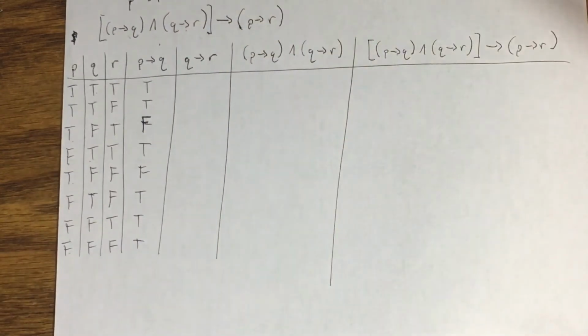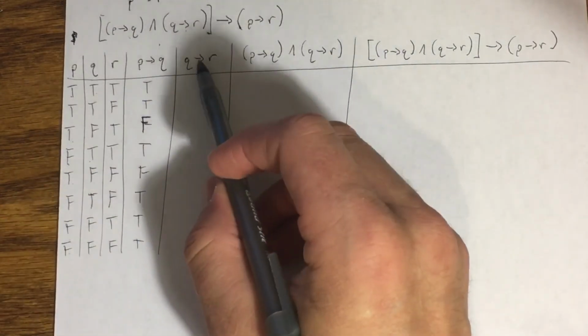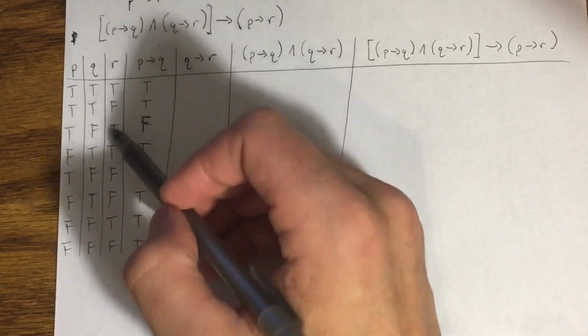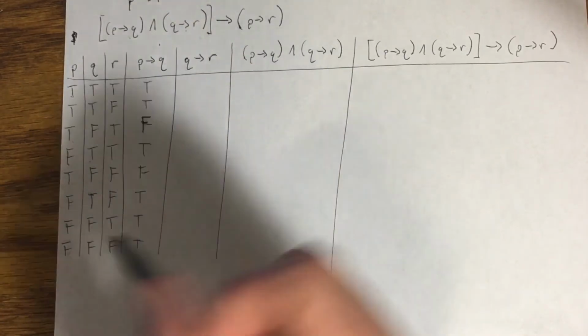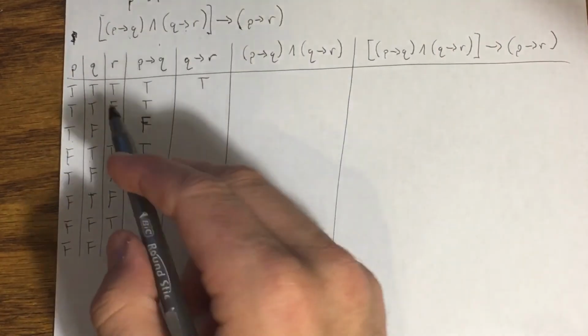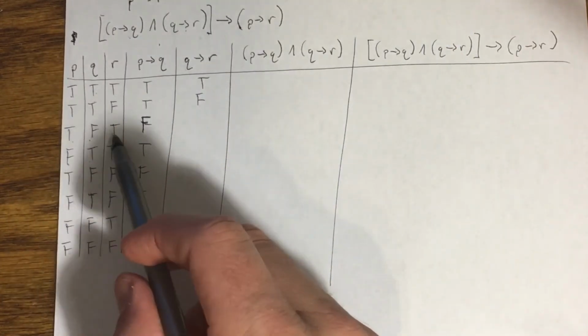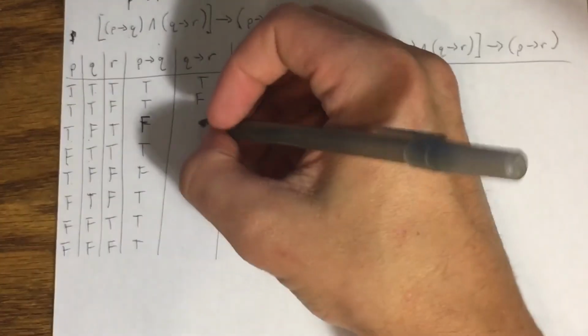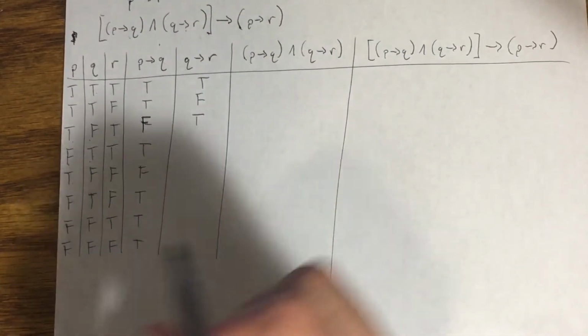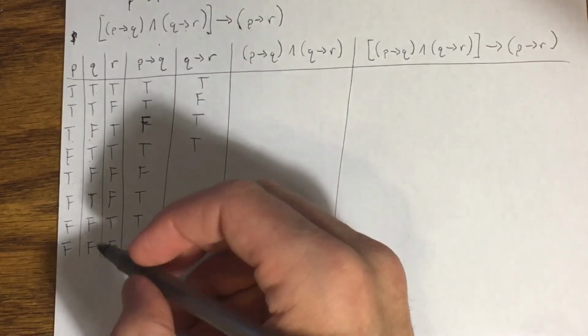Okay? Next up, I have Q implies R. Second column implies third column. True implies true. That gives me true. True implies false. Gives me false. False implies true. Well, false antecedent means a true conditional. True implies true. That's true.